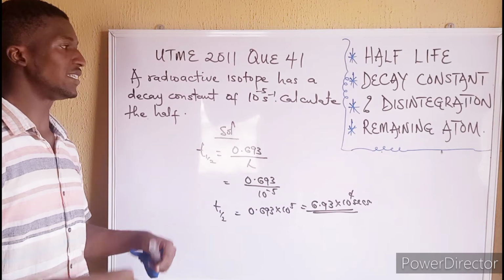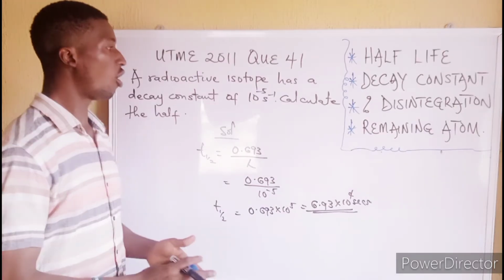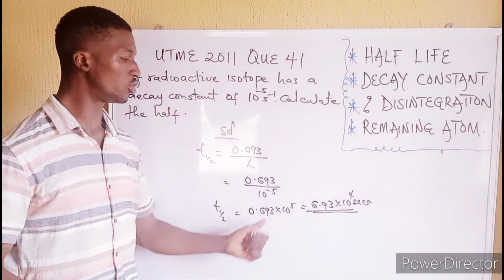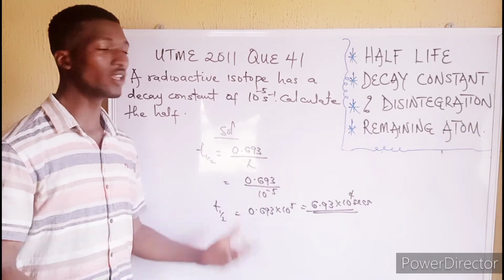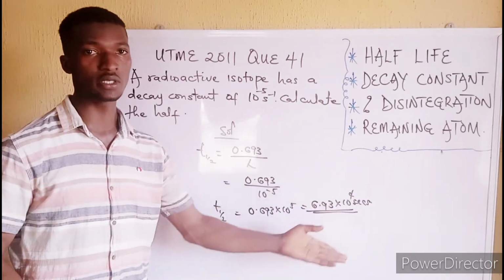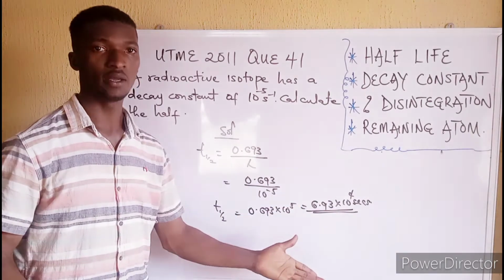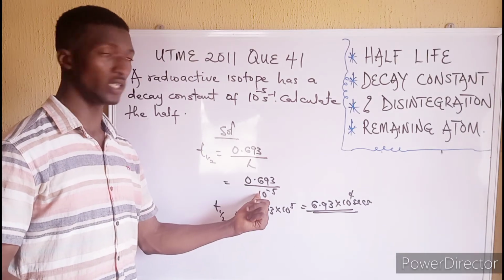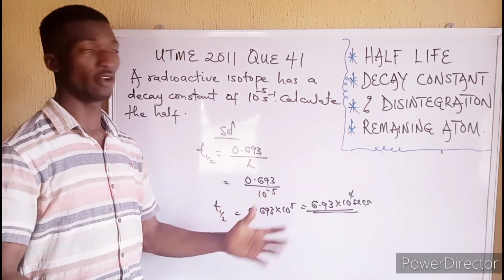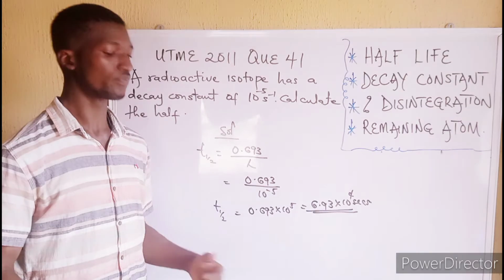Now I want you to know that the decay constant also determines the unit in which you have your half-life. Most times your half-life is usually in seconds, minutes, or it can be in days, depending on the kind of unit you are dealing with in the question.